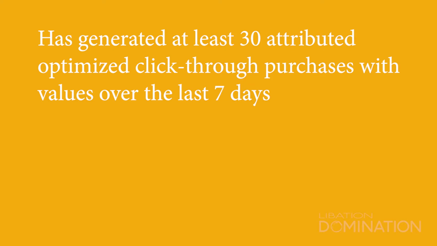So the tracking values would actually be what shows up in the order. For example, it's in US dollars and what was the revenue on that order, or what was the order amount on that order, so the actual dollar amount. So your pixel has to be set up to send and optimize with those tracking values. Another eligibility requirement is that you have to have generated at least 30 attributed, optimized click-through purchases with values over the last 7 days.